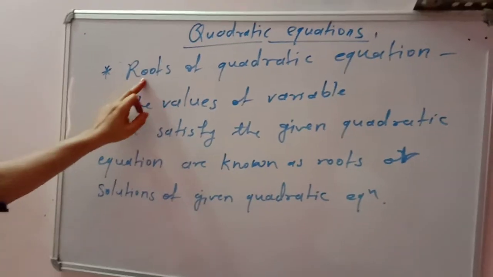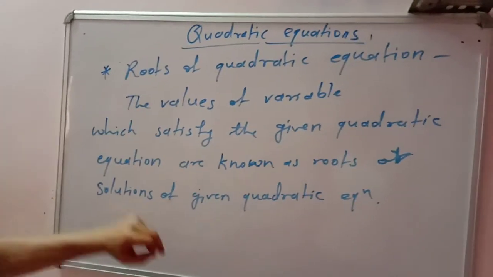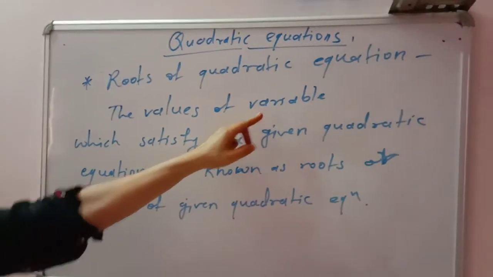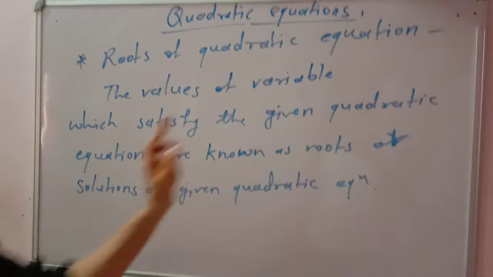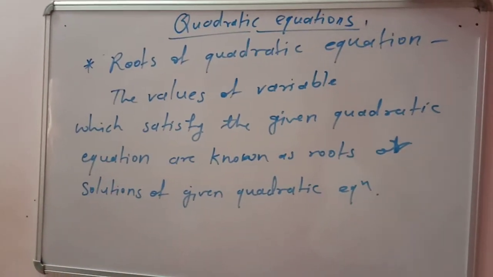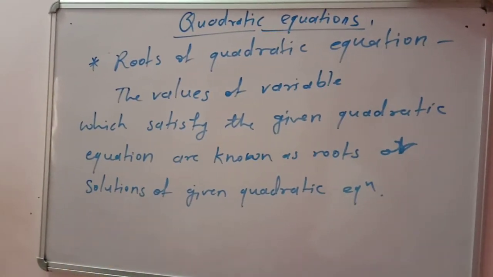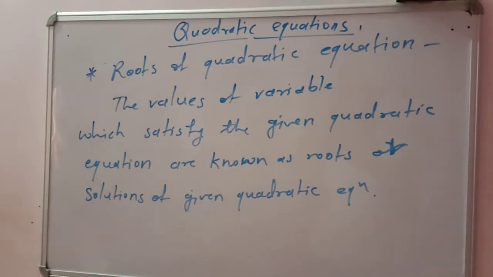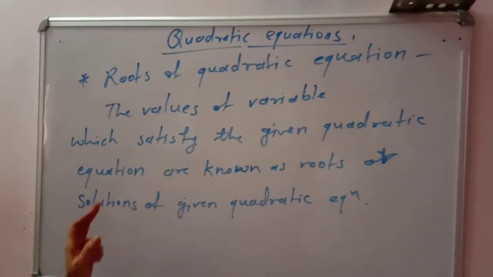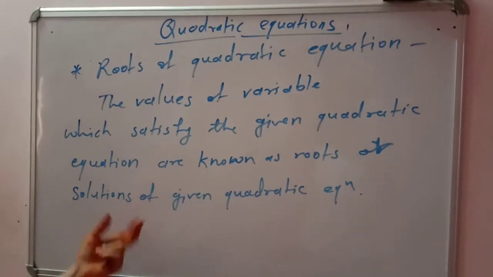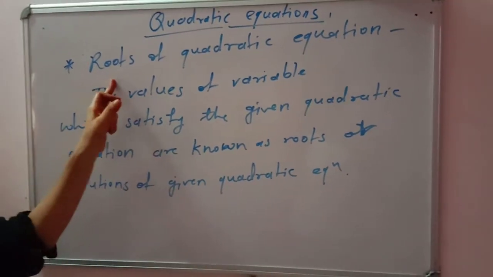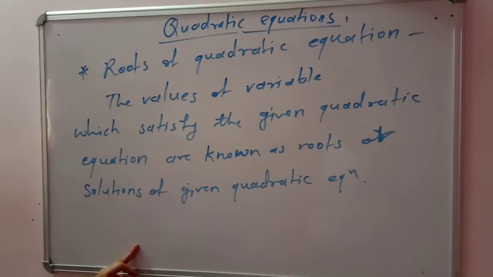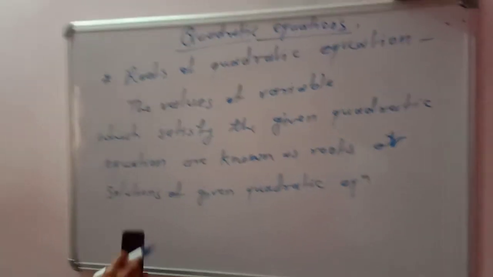Okay, what are roots of a quadratic equation? The values of the variable which satisfy the given quadratic equation are known as roots or solutions of the given quadratic equation. Again we will take at least 2 examples to check whether the given values are roots of that equation or not. Okay.